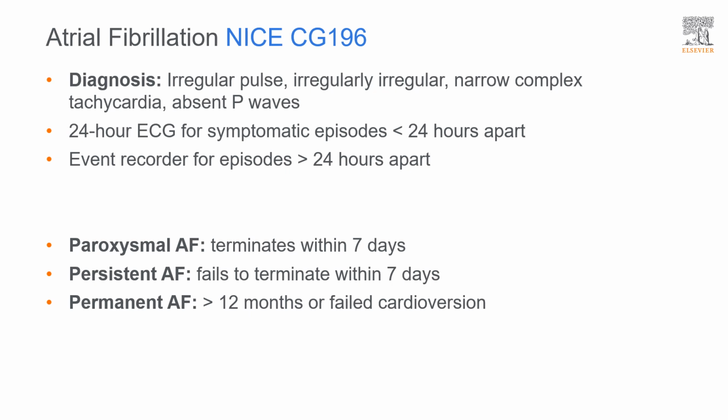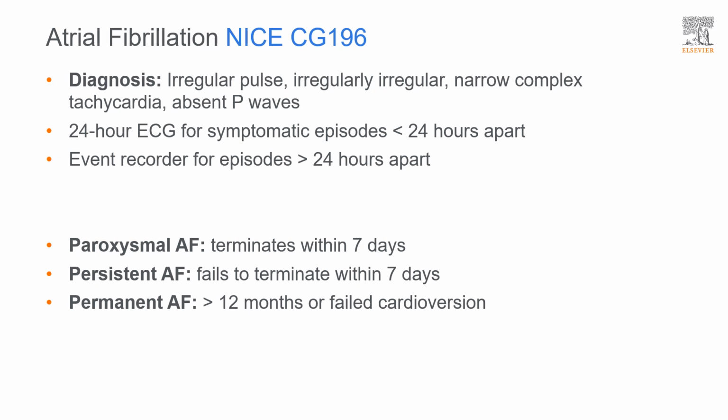That's characterized by episodes that terminate within 7 days, either spontaneously or with medical intervention. Number 2, in some cases patients can present with a normal ECG due to the intermittent nature of paroxysmal AF, and NICE suggests using a 24-hour ECG for patients with symptomatic episodes that occur less than 24 hours apart, and an event recorder for episodes more than 24 hours apart.